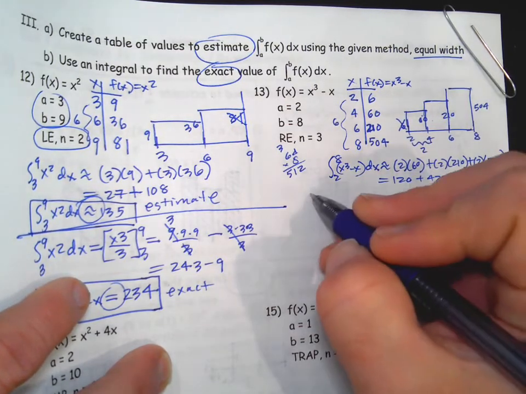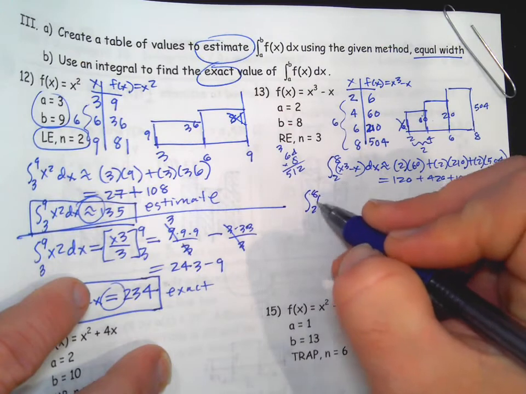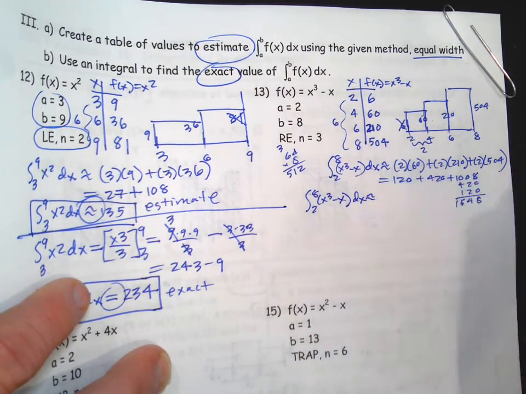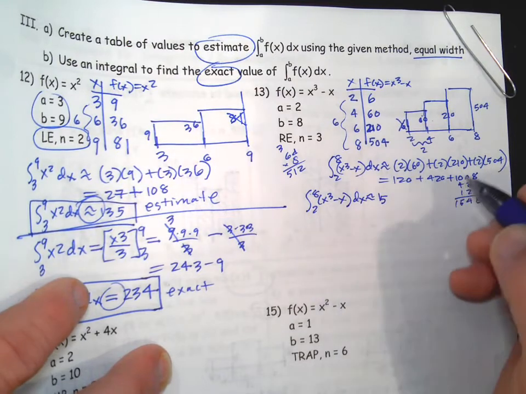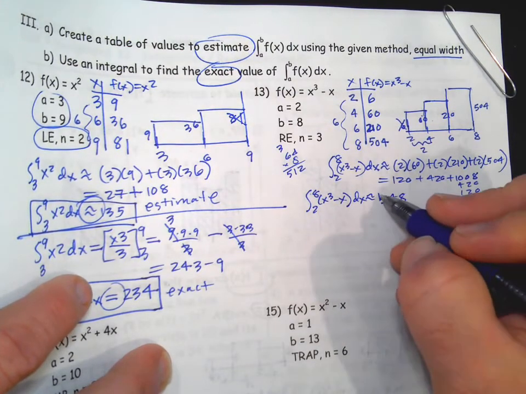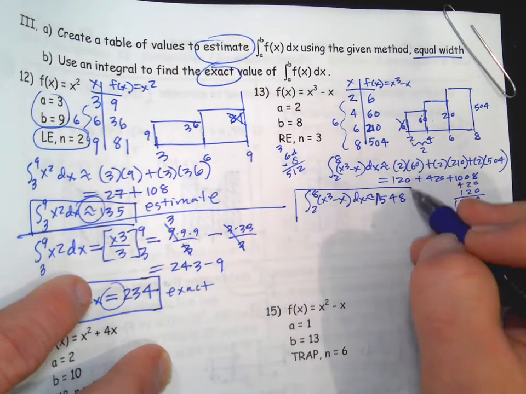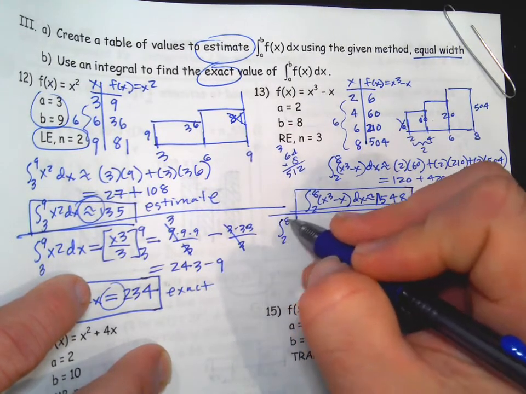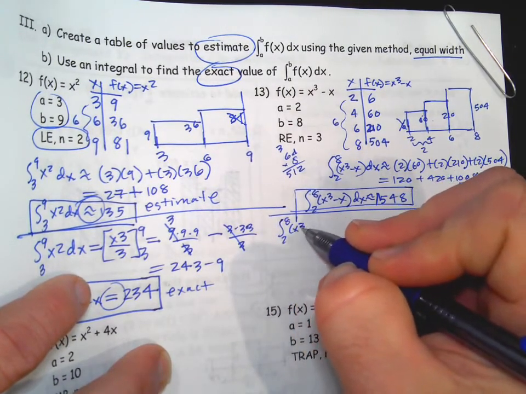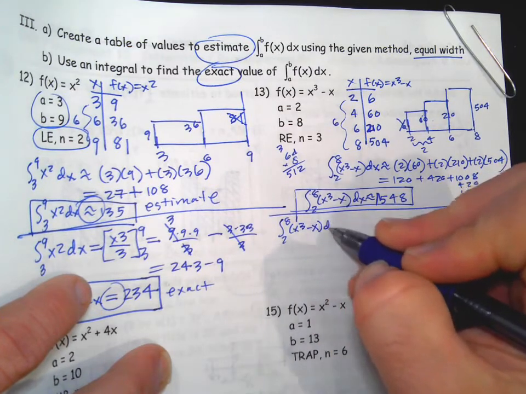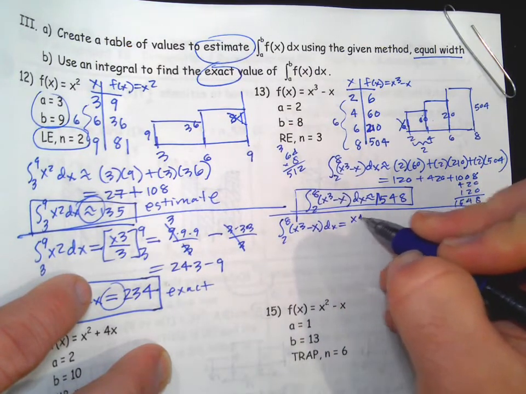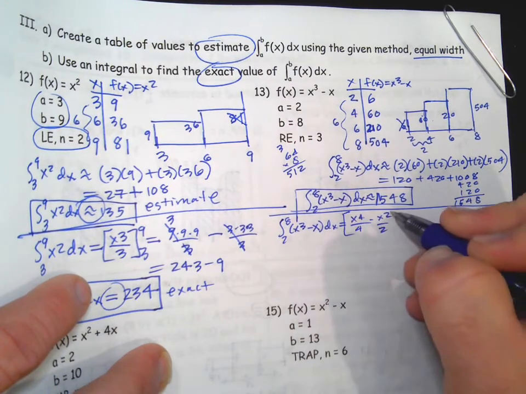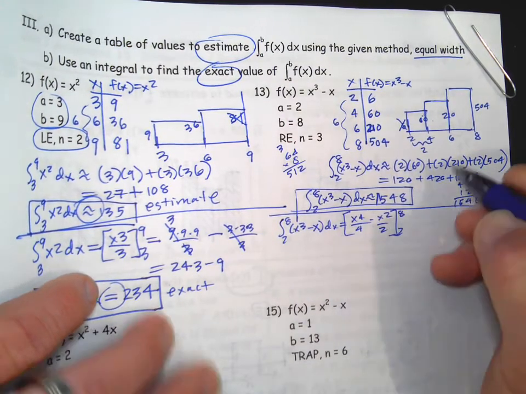All right, so the integral from 2 to 8 of x cubed minus x dx is approximately 1548. Okay, now the exact method. We're going to actually integrate it. This is something we started doing last unit. So x to the 4th over 4 minus x squared over 2, the antiderivatives, and then we're going to plug limits in, 8 first, then 2.